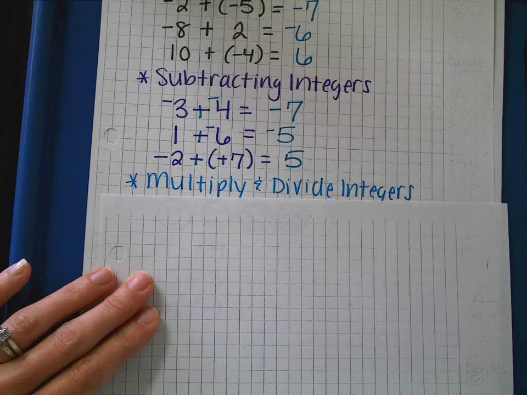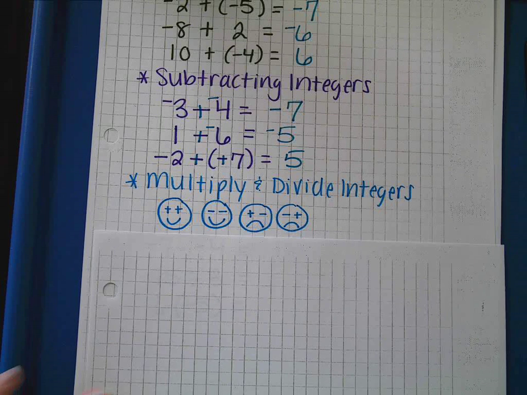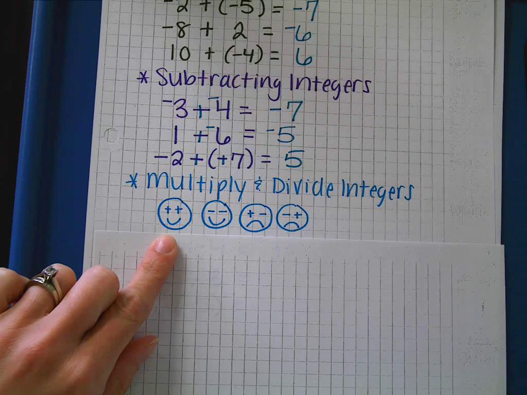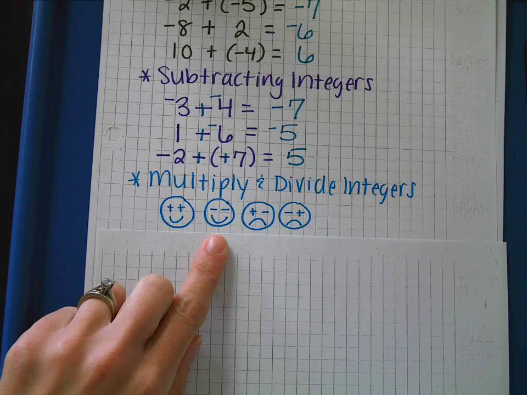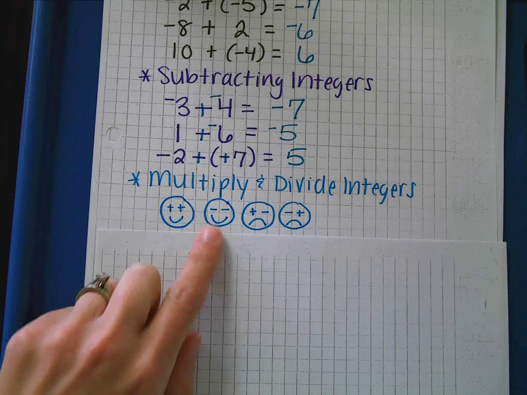All right, last, let's review our multiplying and dividing integers. And this is where we had our faces to help us remember the rules. If I have a positive, times or divided by a positive, it's a positive. And that's just like what you learned in elementary school. If you've got a negative, times or divided by a negative, it's a positive.